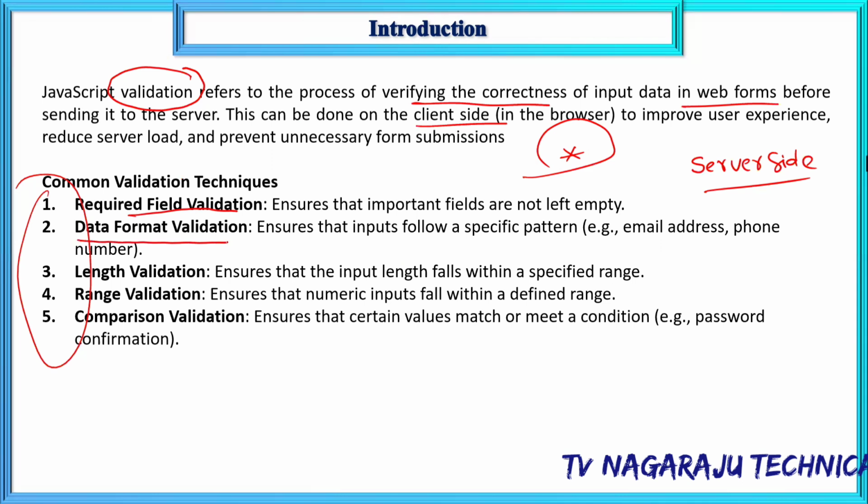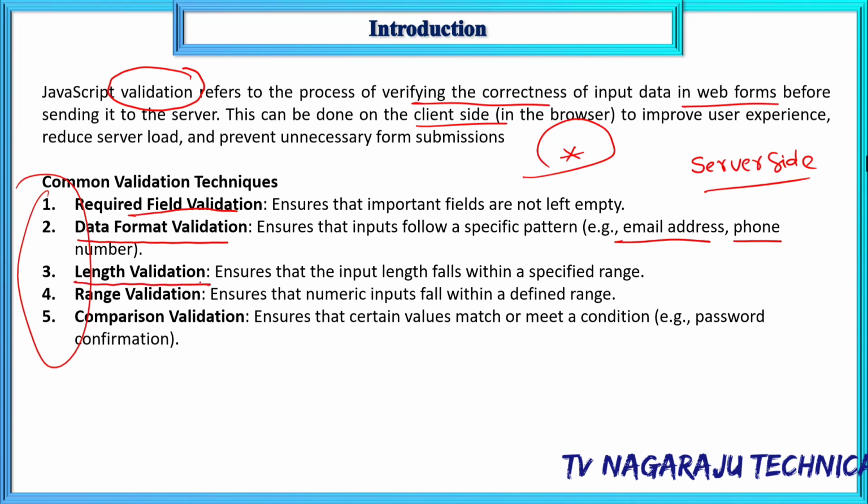Data format validation means you need to follow a predefined format. A phone number must be numbers only; it doesn't consist of any alphabets. An email address consists of the at the rate symbol. So you need to follow a specific pattern.